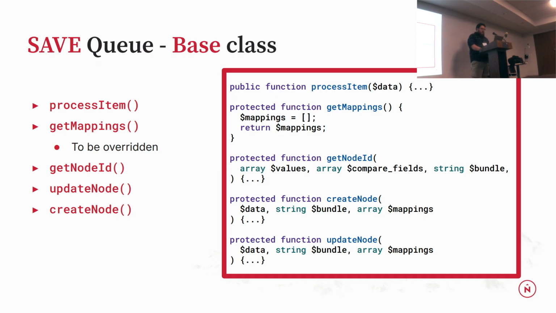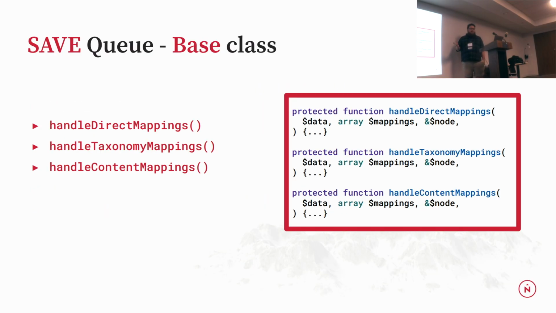So in the process item, not shown in the slide, it'll call the get node ID using the compare fields and say, hey, does this import ID exist, or does something exist with this value? And if it does, it'll say, okay, here's the node ID. And if it returns that node ID, it's going to update it. If it can't find that node ID, it's going to create a new one. And then there's some mapping helper functions that are pretty handy.